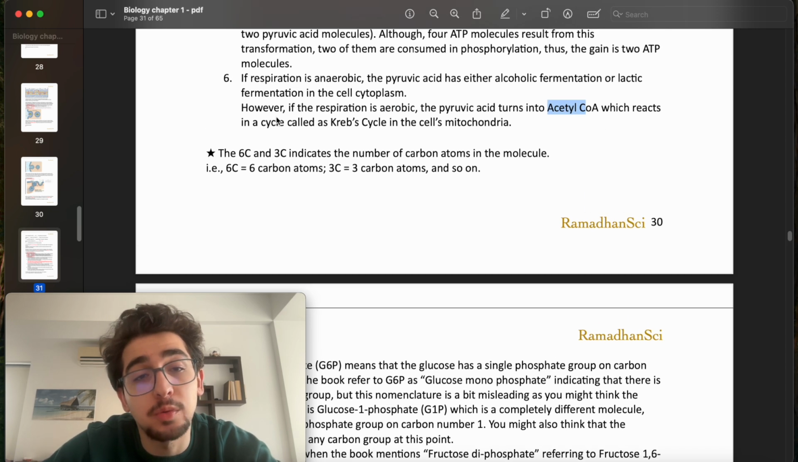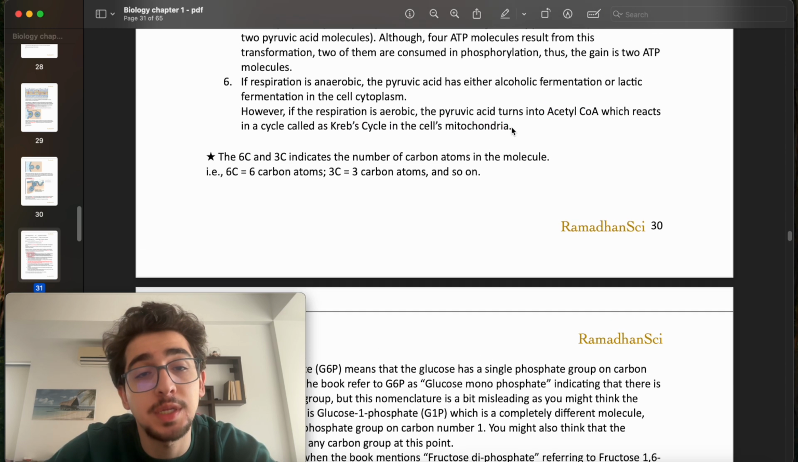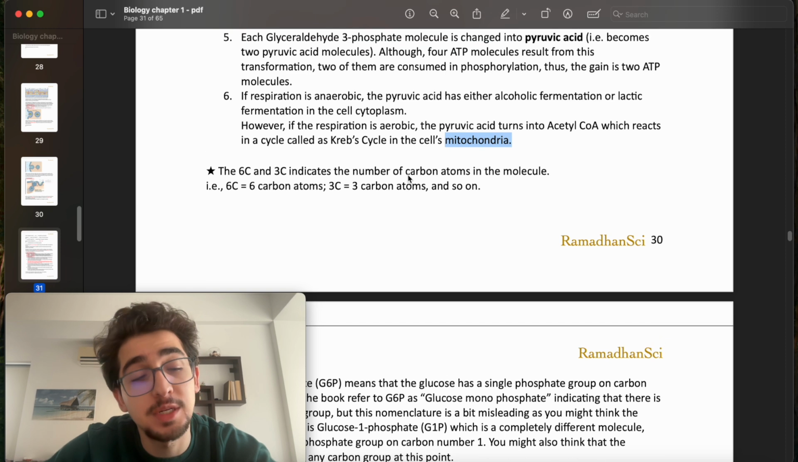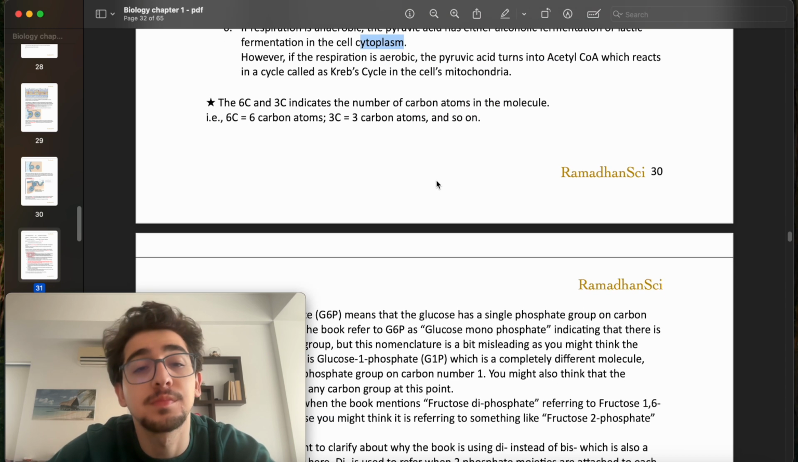Acetyl coenzyme A will react in a cycle we call Krebs cycle in the cell's mitochondria. You have to understand that Krebs cycle, the aerobic respiration, is always in the mitochondria. But the fermentation, the anaerobic fermentation, which is alcoholic and lactic acid, is always in the cytoplasm.